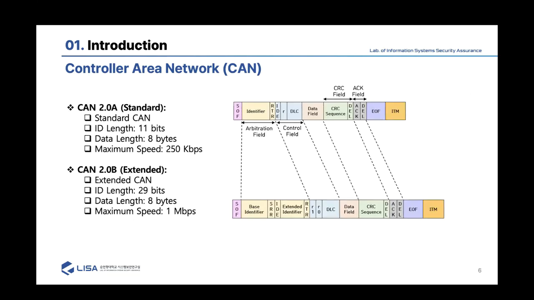In this picture, we can see the difference between the standard and extended CAN formats. Standard CAN features an ID length of 11 bits, a data length of 8 bytes, and a maximum speed of 250 kilobits. In contrast, extended CAN features an ID length of 29 bits, a data length of 8 bytes, and a maximum speed of 1 megabit per second. Both versions ensure reliable communication within the in-bicycle network.